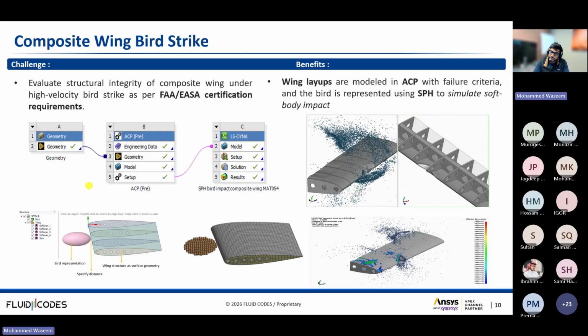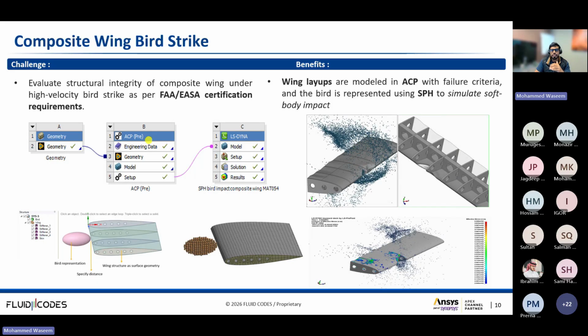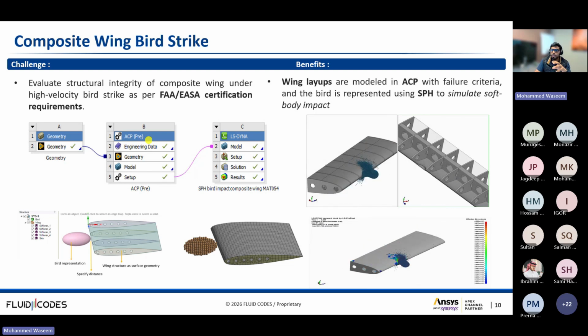Since the requirement is clear, how does ANSYS help us here? First, we build the wing properly using ANSYS ACP. We capture the real laminate, all those plies, the thicknesses, the fiber directions, and that's important because composites don't fail like metals, right? Once everything is done, we take this model to ANSYS LS-DYNA, and here we represent the bird as a soft body projectile. We are not going to model the anatomy of the bird itself.